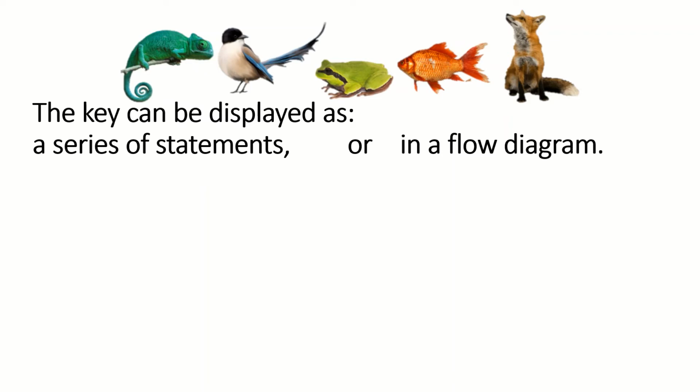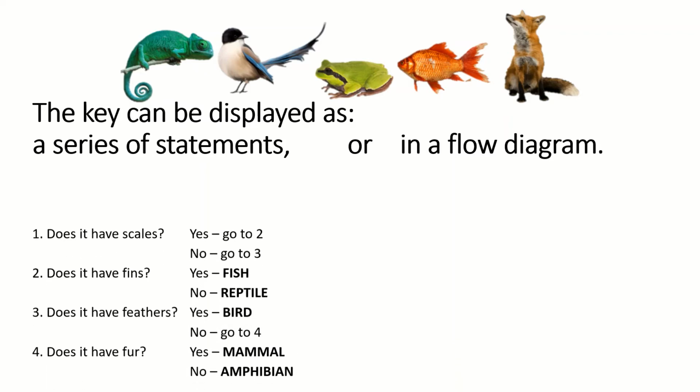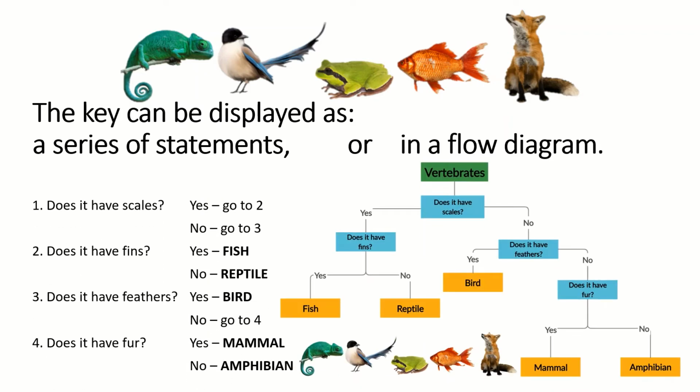The next question in that group would be, does it have feathers? If I answer yes, it's a bird. If I answer no, then I've got to go to a 4th statement to separate these last 2 out. And that statement is, does it have fur? If it has fur, it's a mammal. If it doesn't have fur, it's an amphibian. So that's a simple dichotomous key, and it shows you how to put it together.